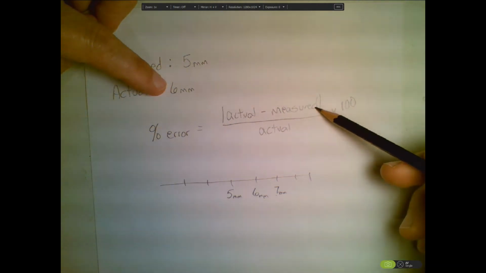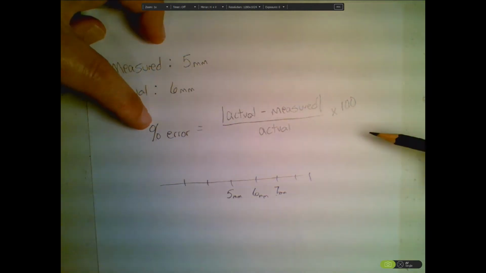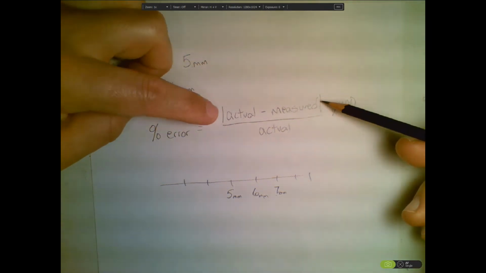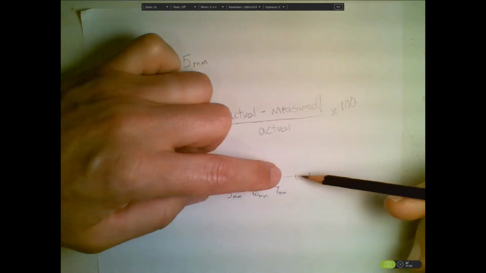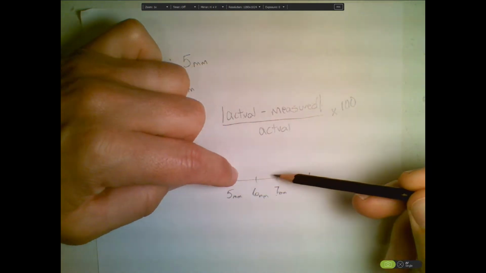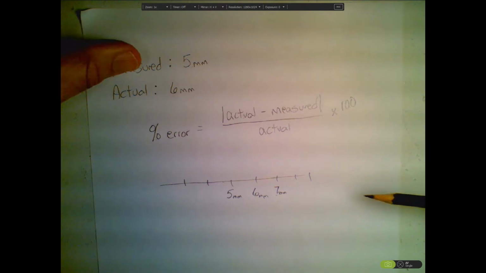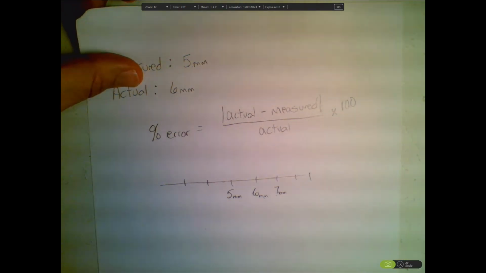We shouldn't have to worry about whether my numerator is negative or not. You're never going to have a negative percent error. Why? Because you take the absolute value. I am not interested in which side of the number line I'm on. I'm just interested how far away. I'm interested in a magnitude, how far away I am from this actual value.